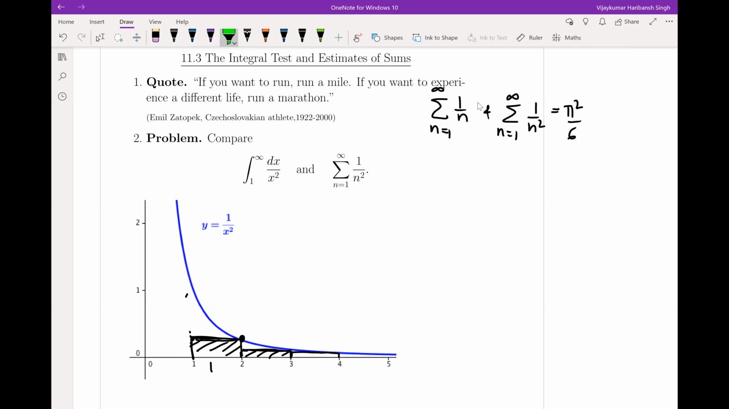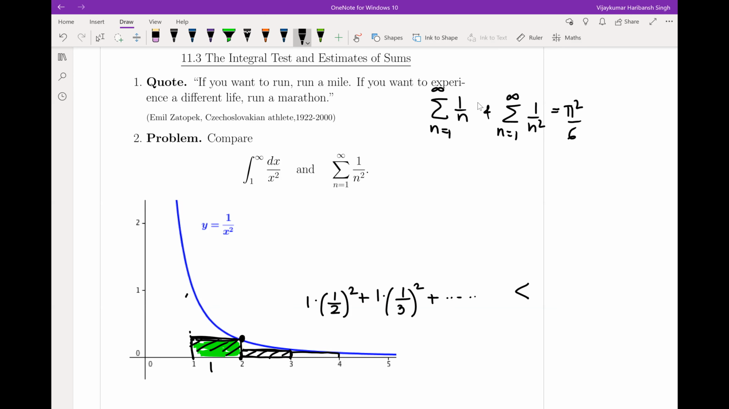So the area of the first one is going to be 1 times the base times 1 by, what is the function value? The function value is given by the value at the right-hand point, which is 2. So 1 by 2 square. Similarly, this other one is going to be 1 times 1 by 3 square. And then we keep on going forever.